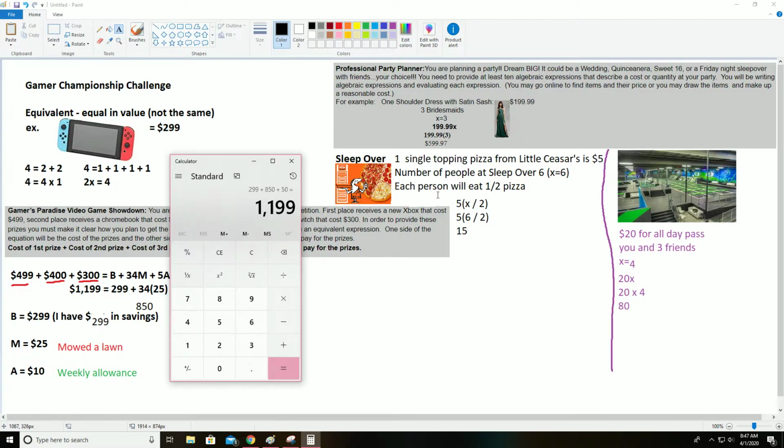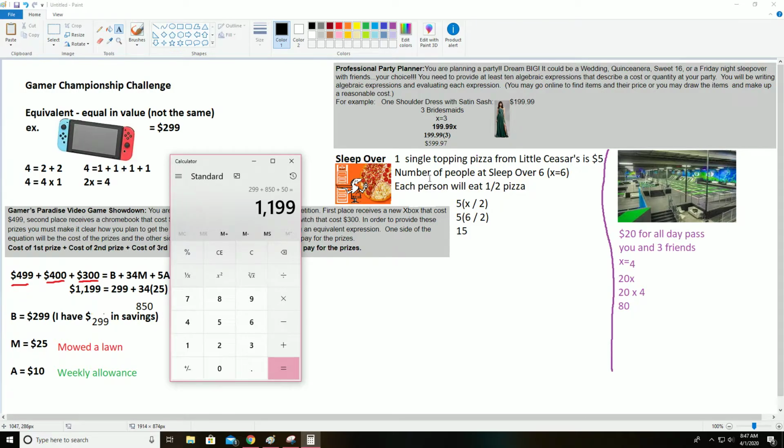So I decided I was gonna do a sleepover, and for the sleepover, we're gonna order pizza because my friends and I like to order pizza. So one single topping pizza from Little Caesars is $5. I know this because I bought pizza from there before. You can look online as well.